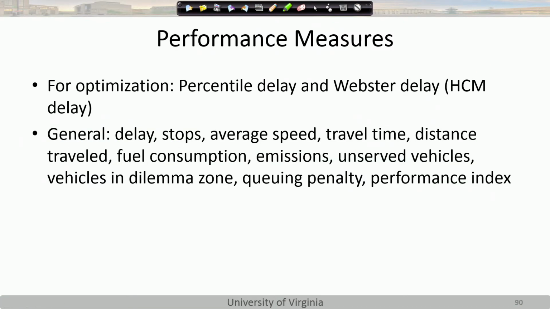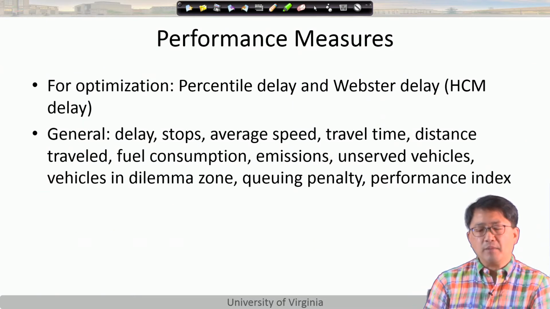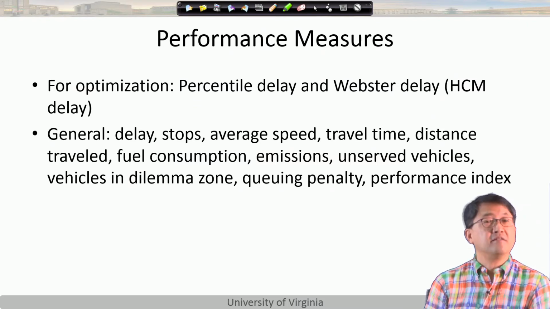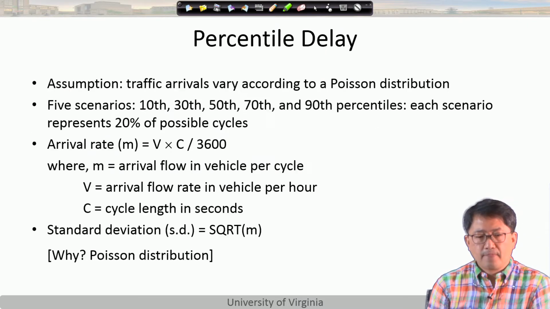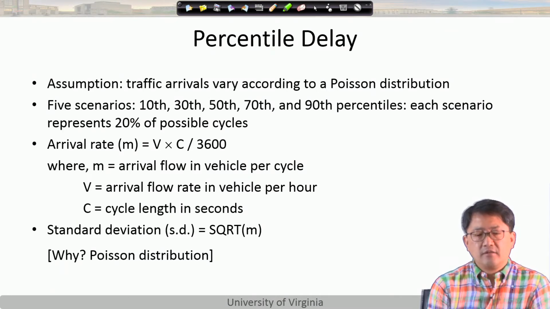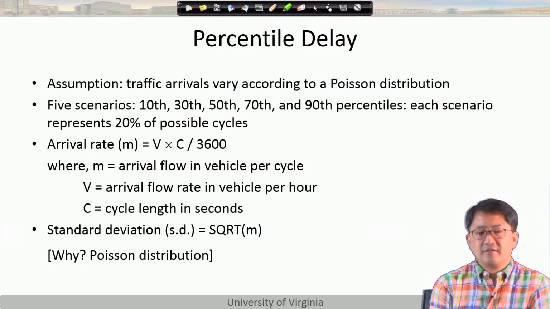So percentile delay is optimized, and then a lot of people complained that it's not doing the HCM method, so they added the HCM method as well. You can get many different measures, emissions and number of vehicles in the dilemma zones and other things. So I want to explain percentile delay a little bit. I briefly mentioned the Poisson distribution assumption. Poisson has a property that the average equals the variance. So once you know the average, you know the standard deviation, and you can quickly calculate the percentiles.